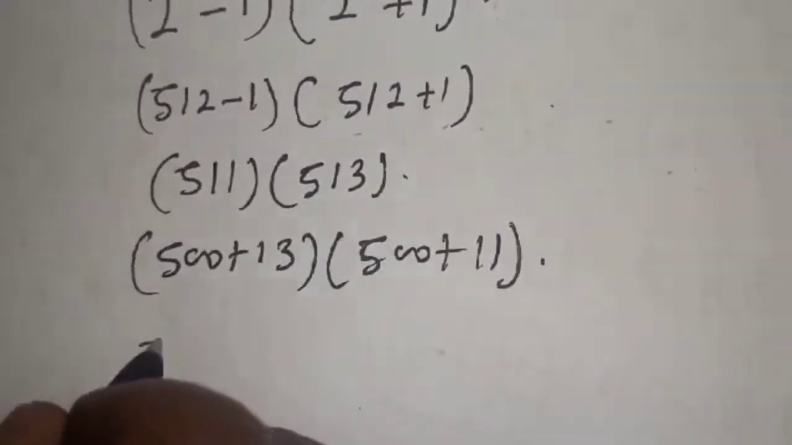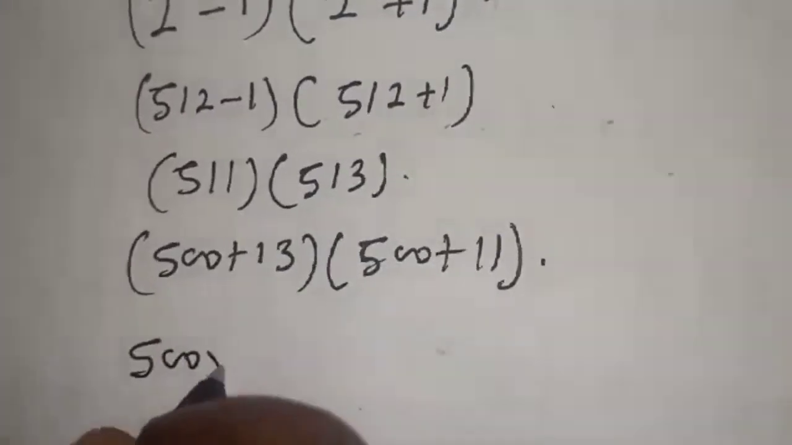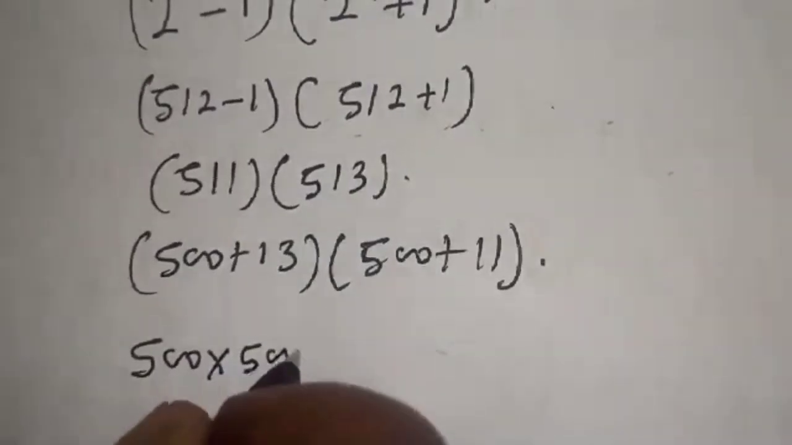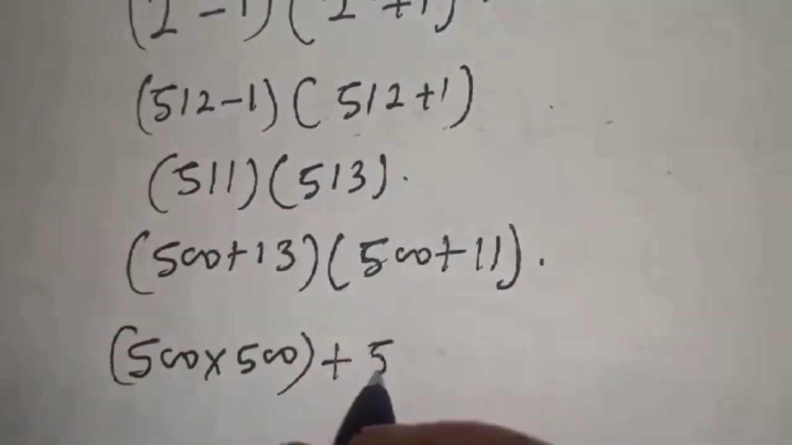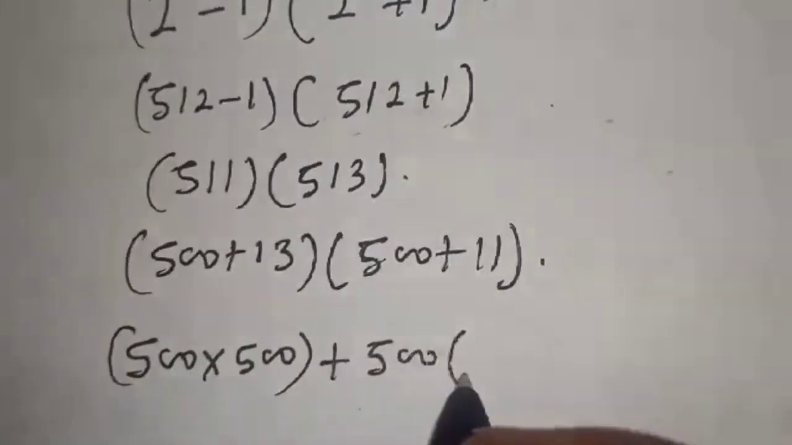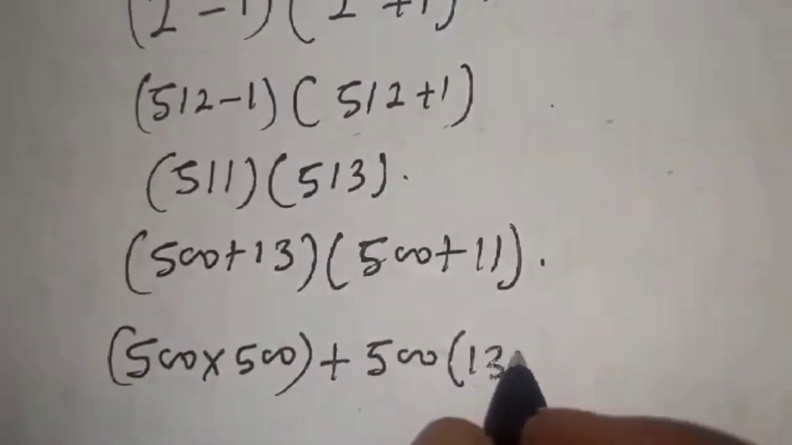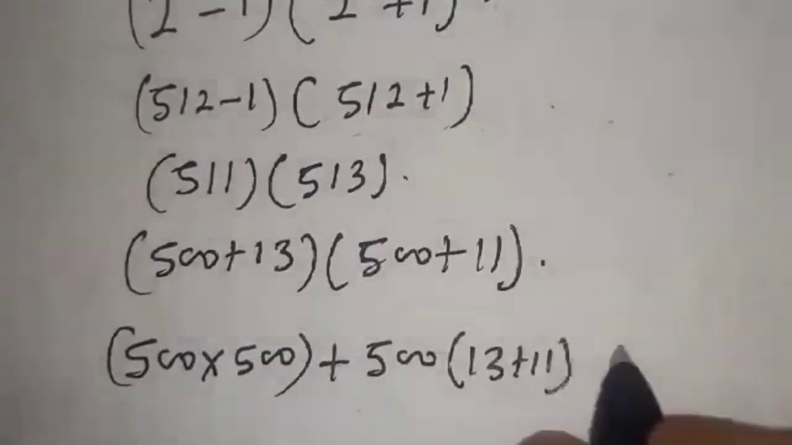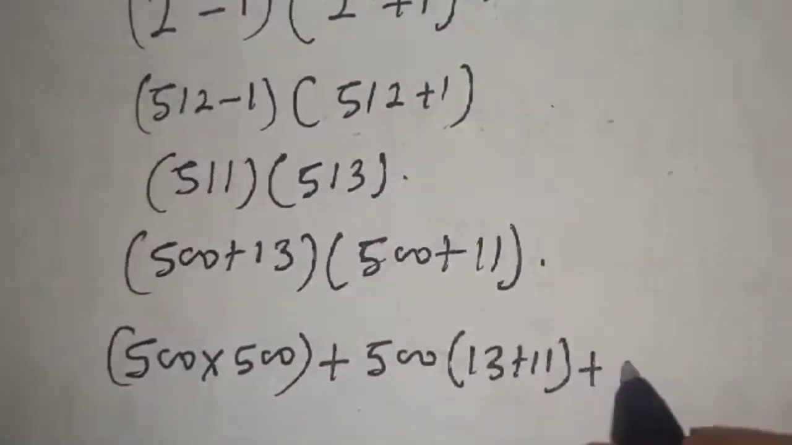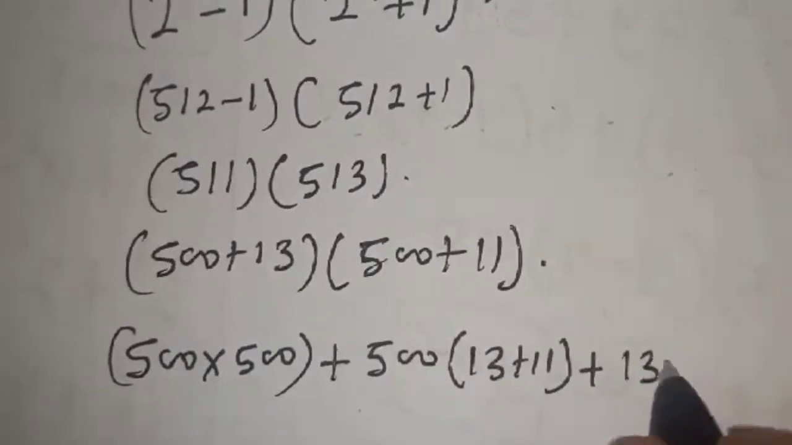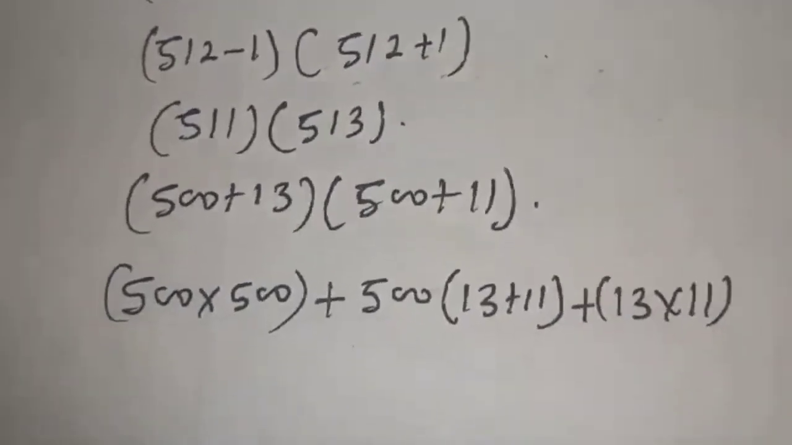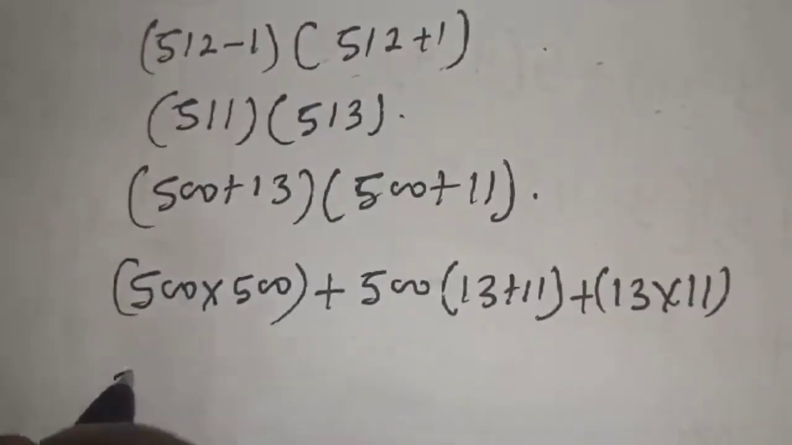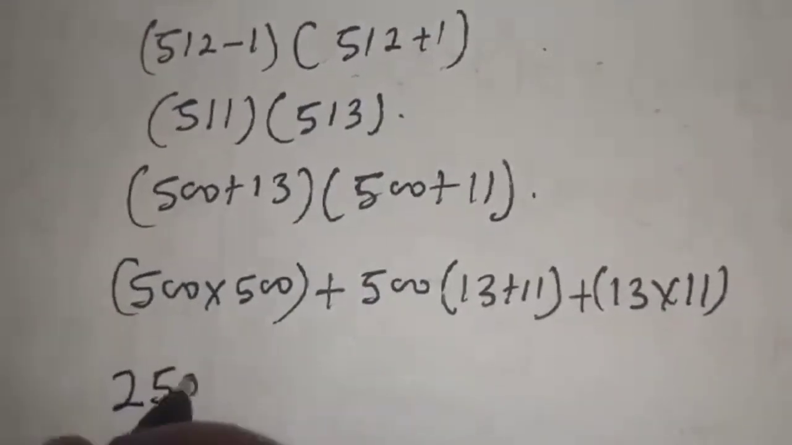This is the same thing as 500 multiplied by 500, plus 500 into 13 plus 11, plus 13 multiplied by 11. Now 500 times 500, this is 250,000.